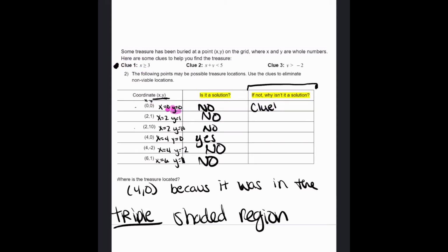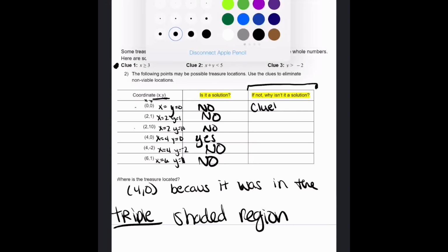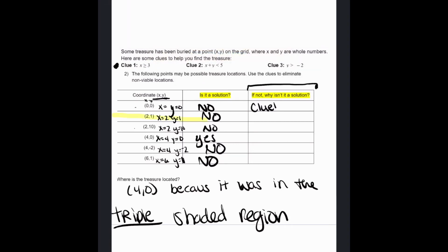So let's try this next point. X equals 2, y equals 1. I want to see which clues it doesn't satisfy. So is x greater than or equal to 3? No, it is not. So it also didn't satisfy clue 1. X plus y, will it be less than 5? 2 plus 1 is 3, which is less than 5, so that's still true. Is y greater than -2? Yes, it is. So it only didn't satisfy clue 1.